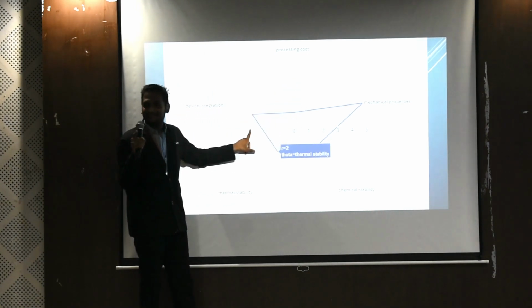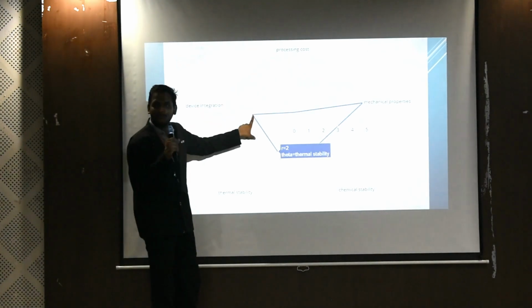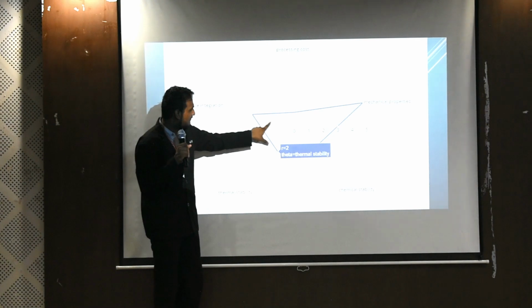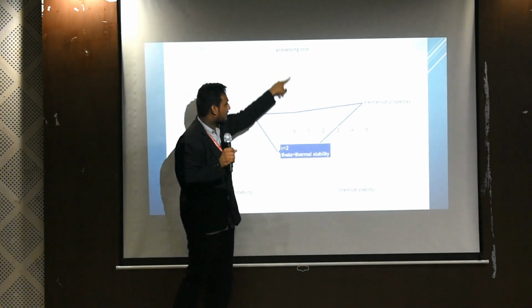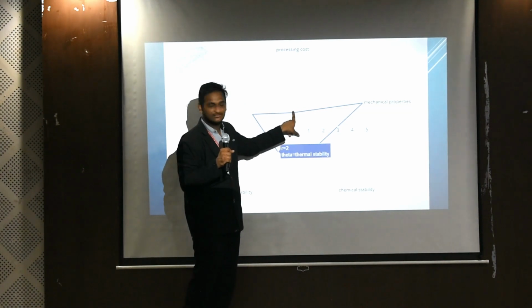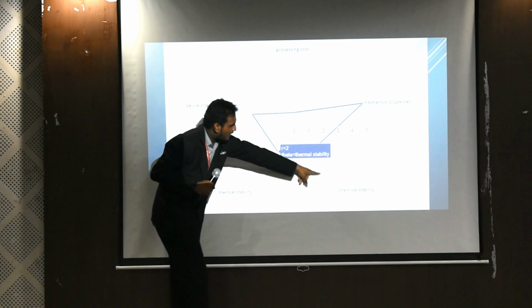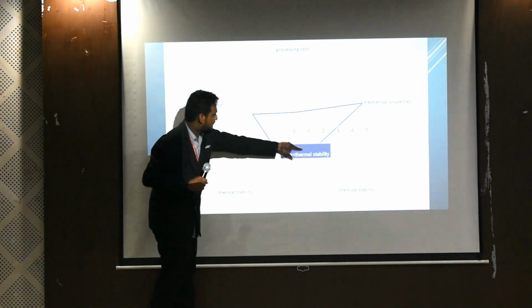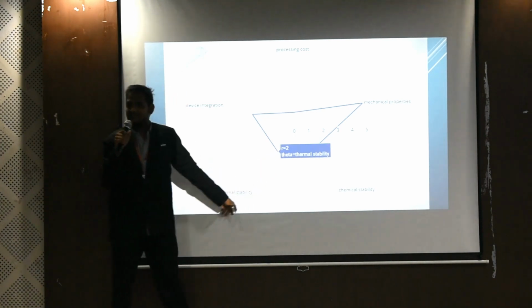I think the pie chart is not understood by you. Here device integration, yes. What is the level point? 0 to 1, 1 to 2, 2 to 3. What is the processing cost? 0 to 1. What are the mechanical properties? Up to 5. What is the chemical stability? Up to 2. Thermal stability? Up to 2. I think you understand the values.